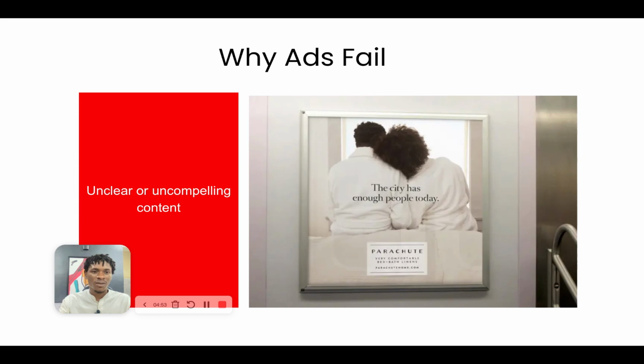Why do ads fail? Another point is unclear or uncompelling content. As I've said, content accounts for more than 70% of the success you get on social media. If your ad is not performing, the first place to look is your content. It's either unclear as to what exactly you're selling or it's not compelling enough. These are always the two reasons why ads fail. This is the most common.